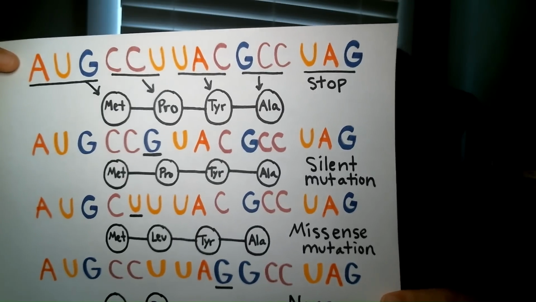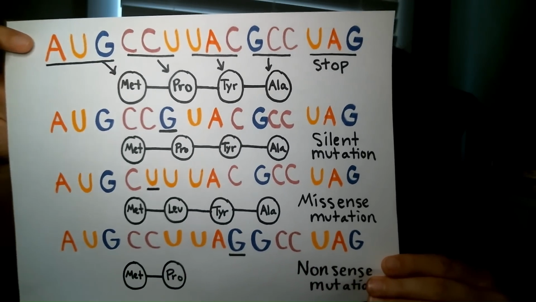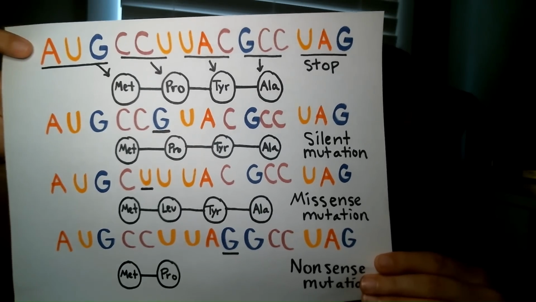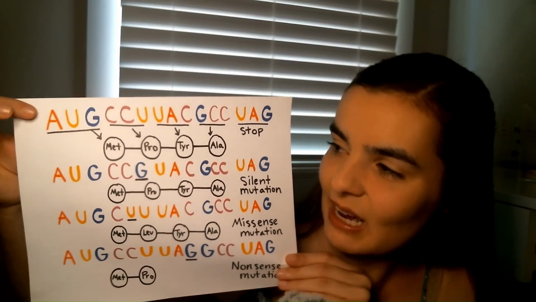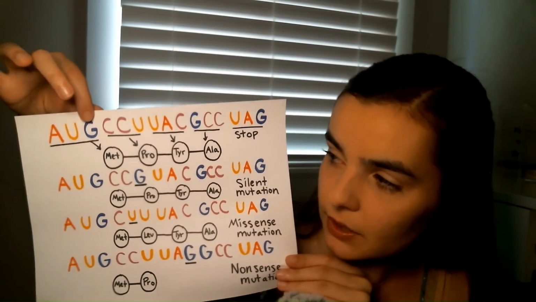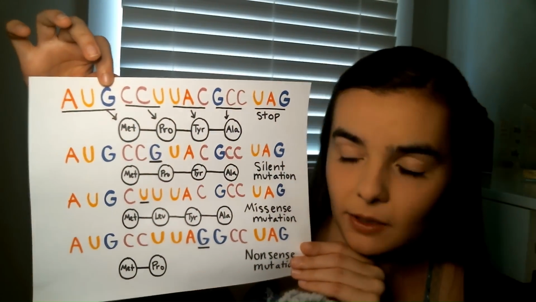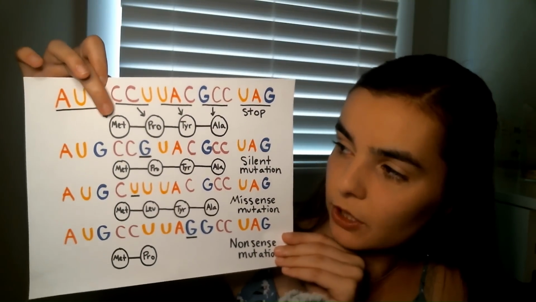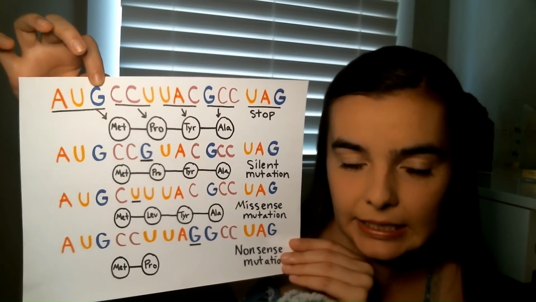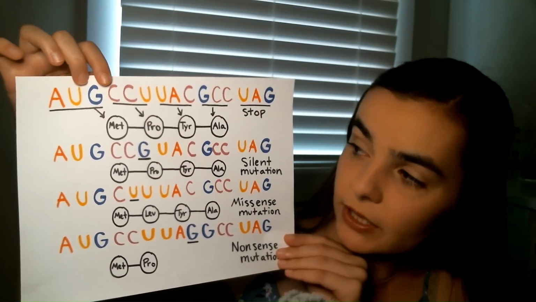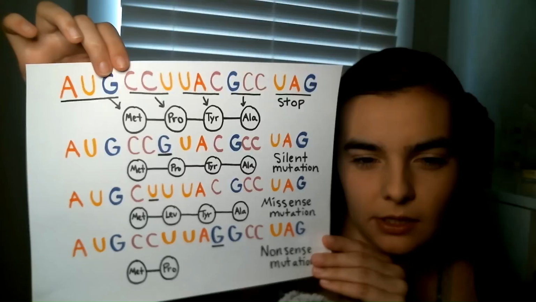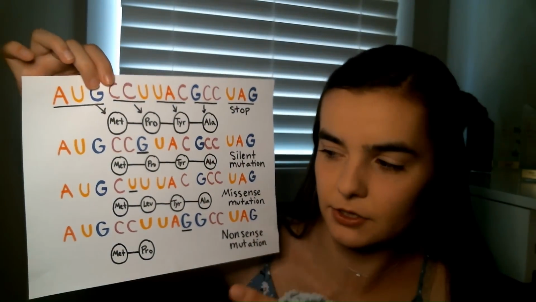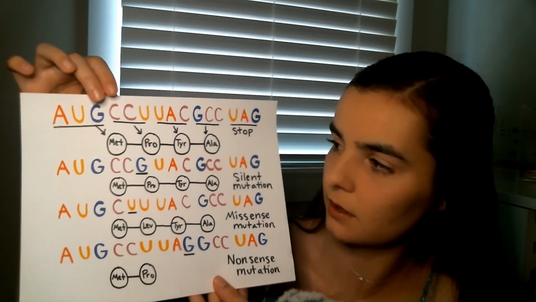This is a totally random DNA sequence that I came up with this morning and wrote on a piece of paper. So it can be anything you want. But obviously it's going to start with our start codon, AUG, and we're going to get a methionine out of that. And then we have a proline, a tyrosine, an alanine. These are just the 3 letters that signify those amino acids.